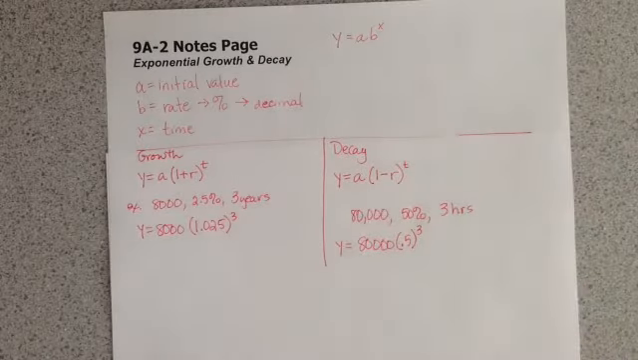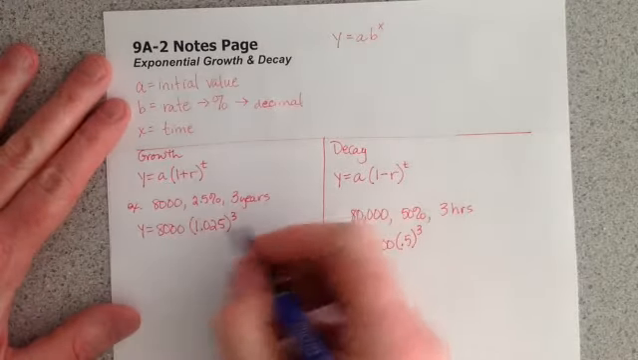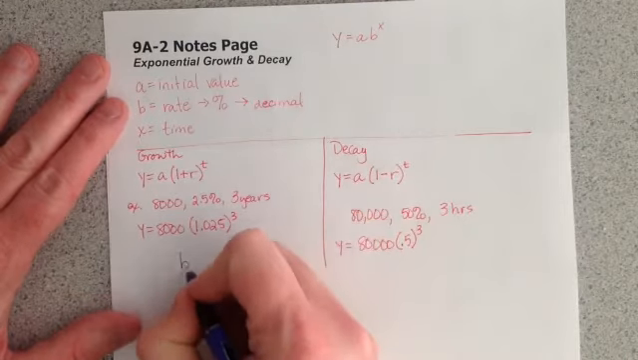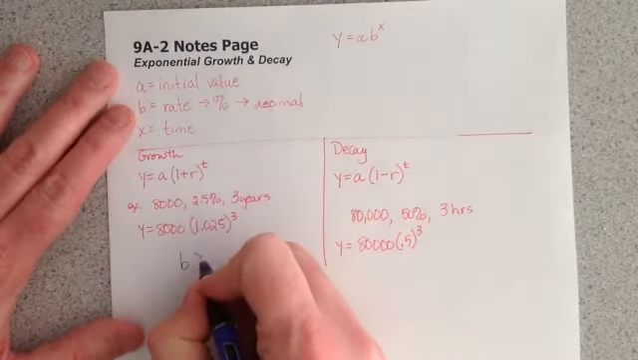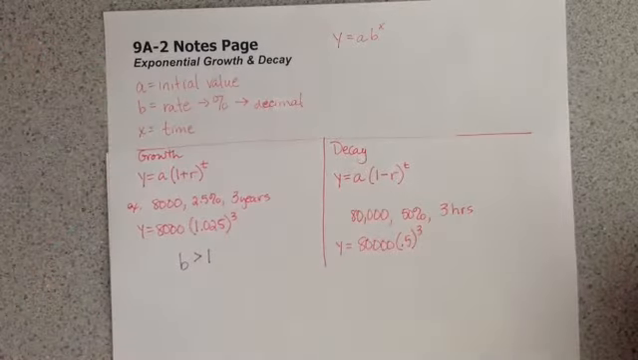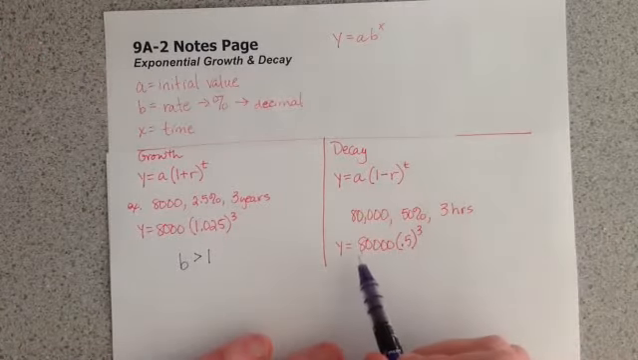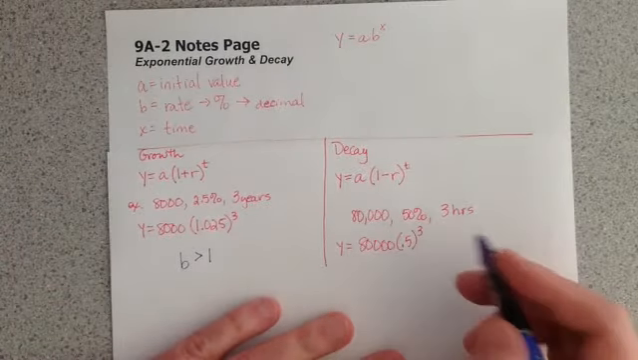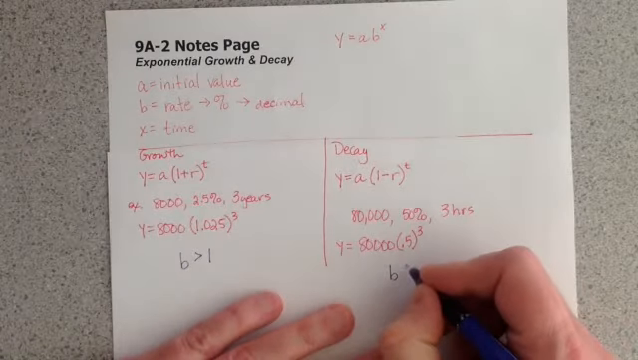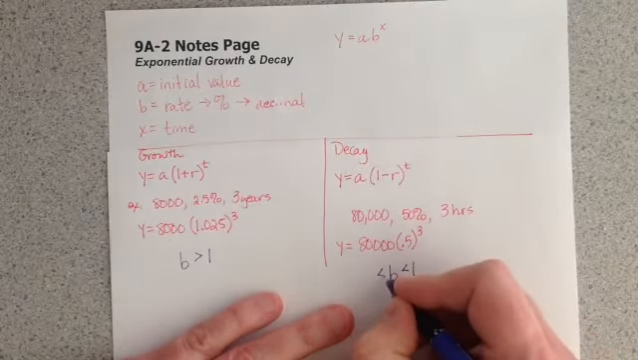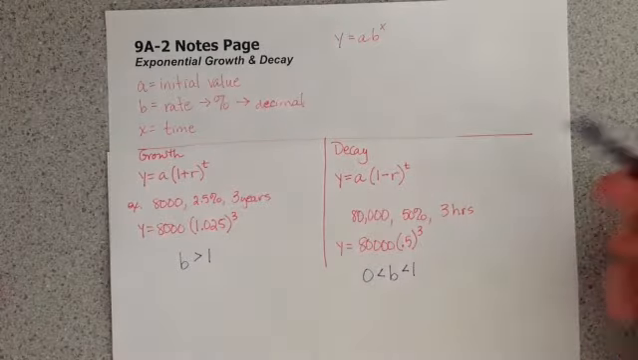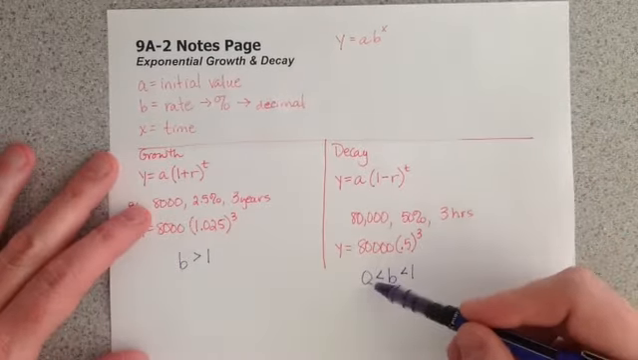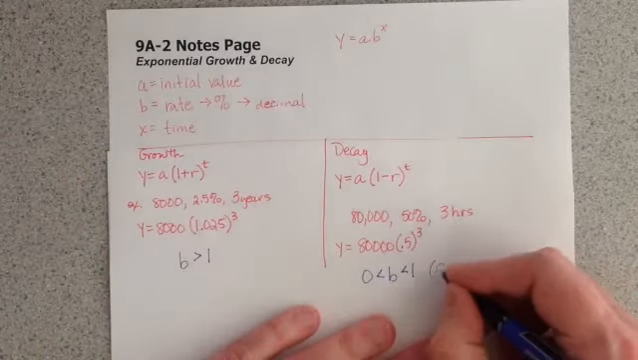Okay, so let's look at something a little bit more specific, and I'm going to use a different color for this. What do you notice in this exponential function about b? Okay, b for growth is greater than 1. But let's look over here at decay. What do you notice about b for decay? b is less than 1, but it's greater than 0. So in decay, b is going to be between 0 and 1, which is essentially a fraction or a decimal.